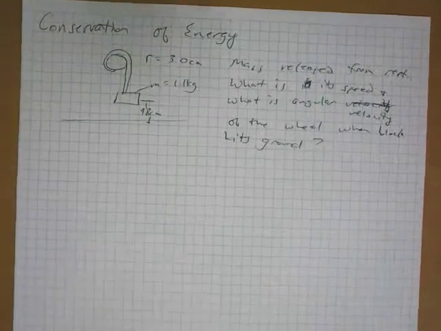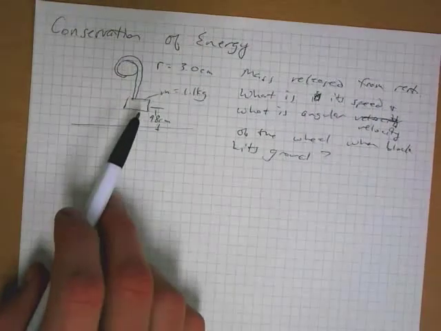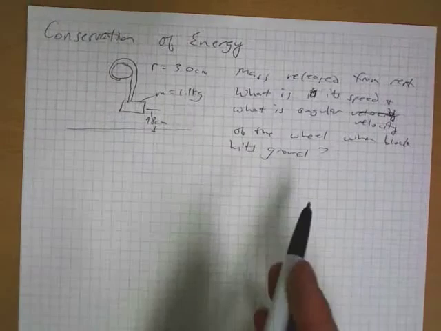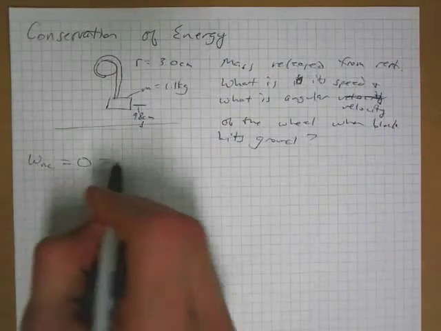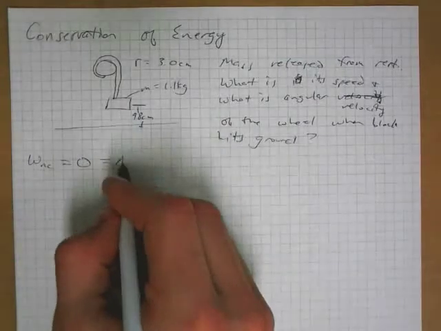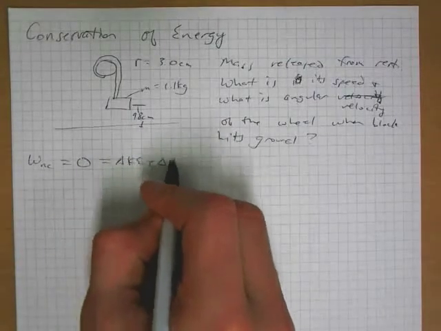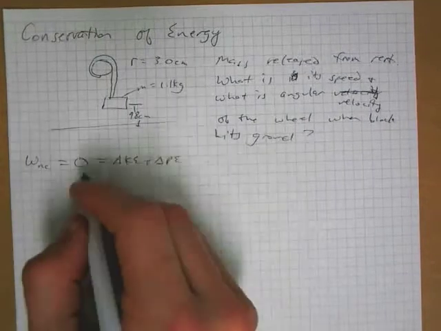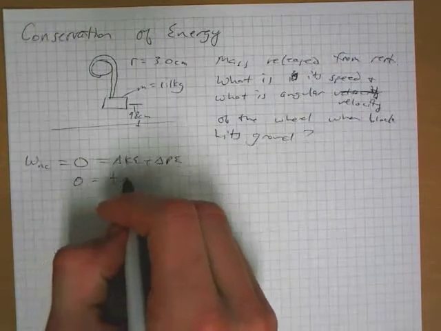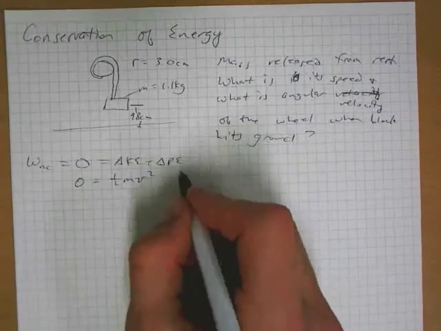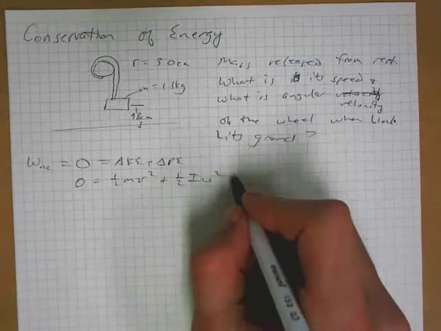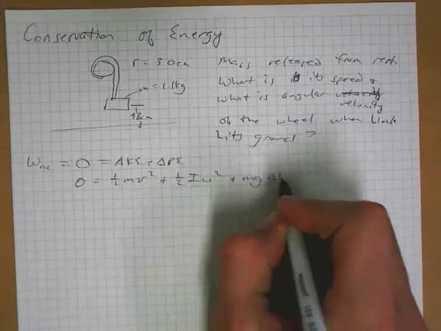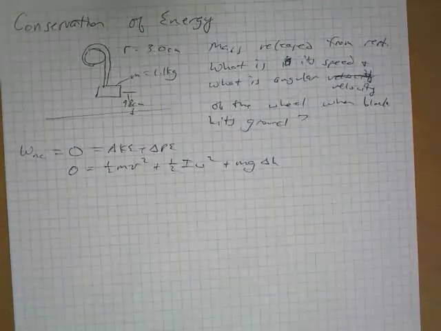And this problem we can solve using conservation of energy. Gravity is the only force acting in this scenario, and so our work done by non-conservative forces is 0, which is equal to a change in kinetic energy plus a change in potential energy. Except now our kinetic energy, instead of just being 1/2 mv squared, also has a rotational component, 1/2 I omega squared. And the change in PE is still mg delta h.